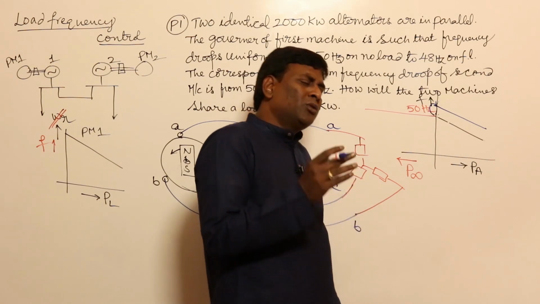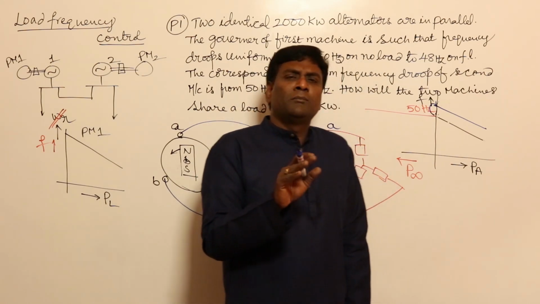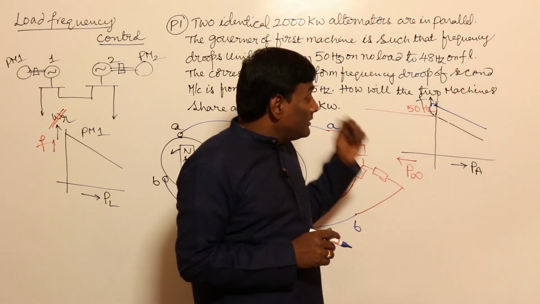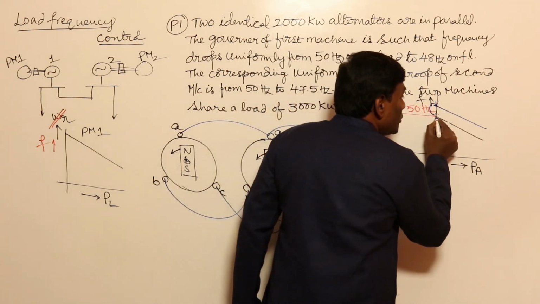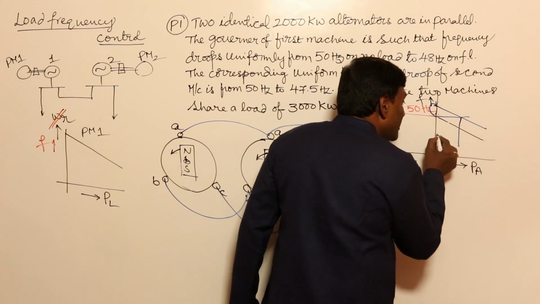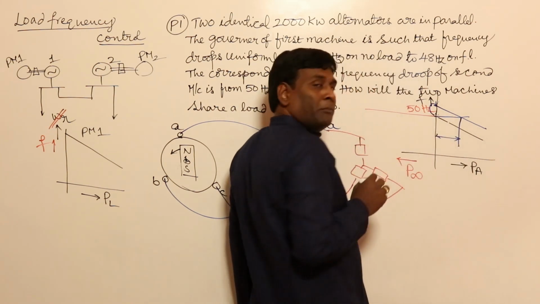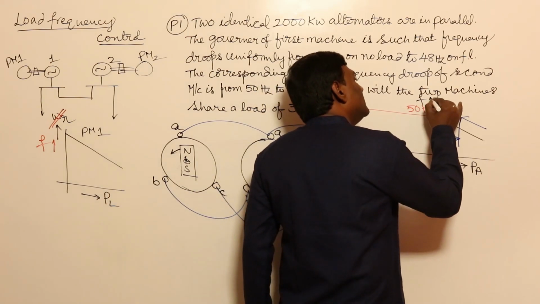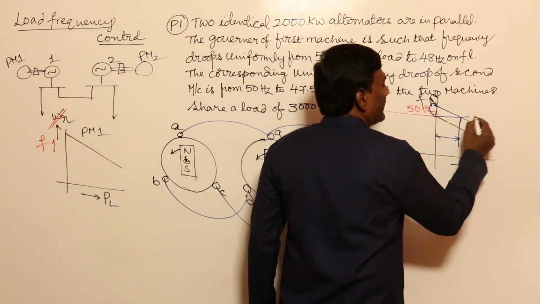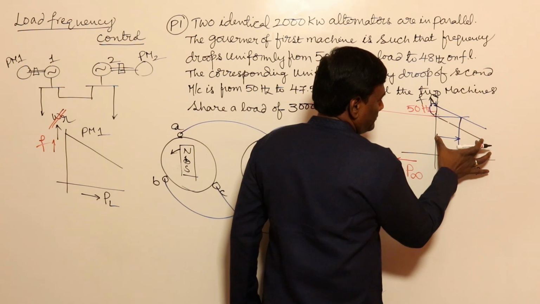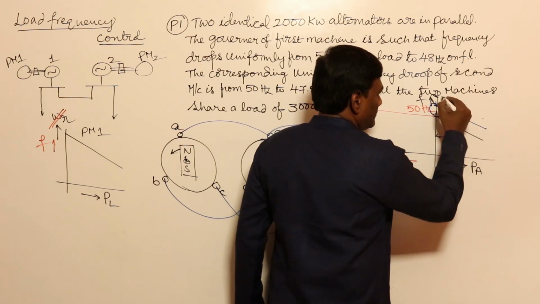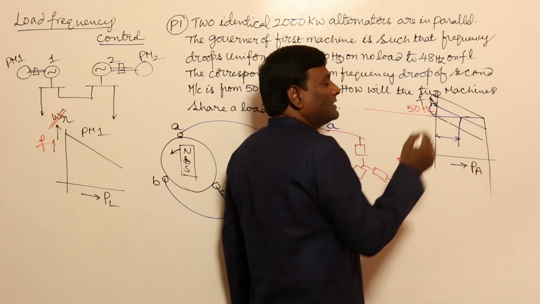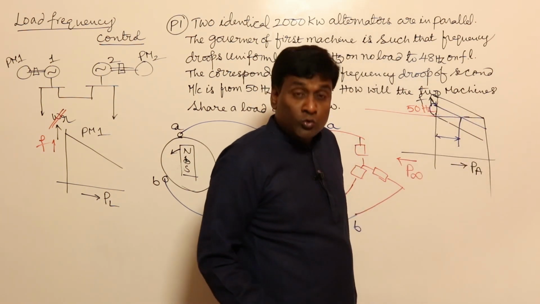About governor setting and all, it takes much time, it is a detailed course. So if I change the governor setting, then with infinite bus, how much power will I be able to supply to infinite bus? This much power I will be able to supply. For example, if I change the governor setting again, it can go up to here, such that rated power can be sold.